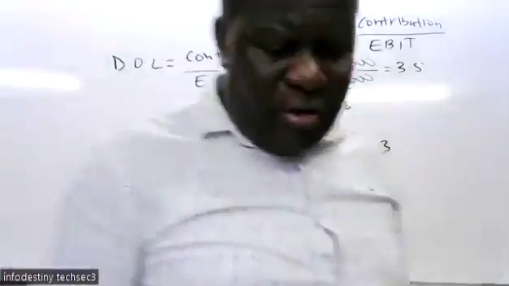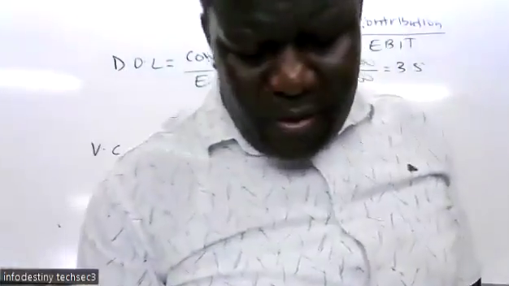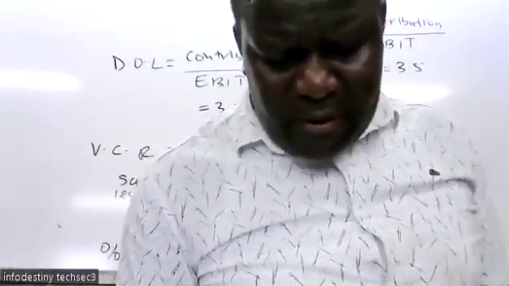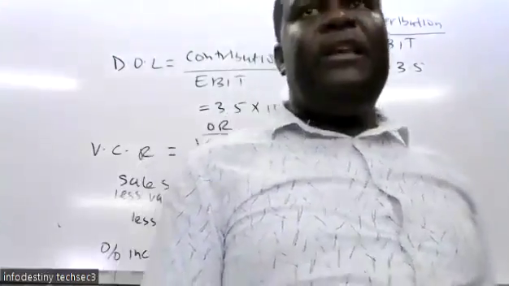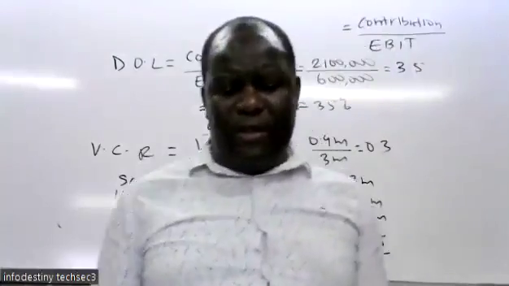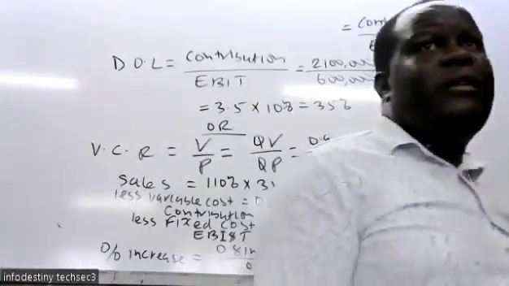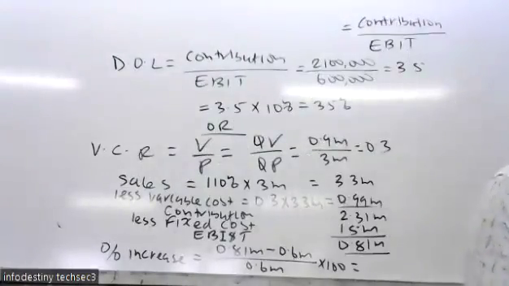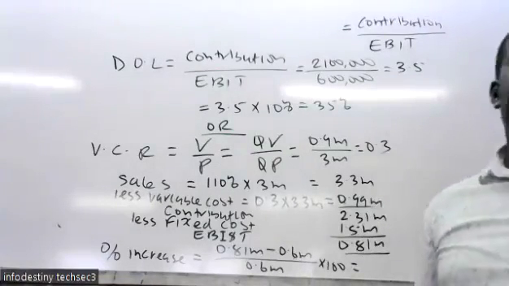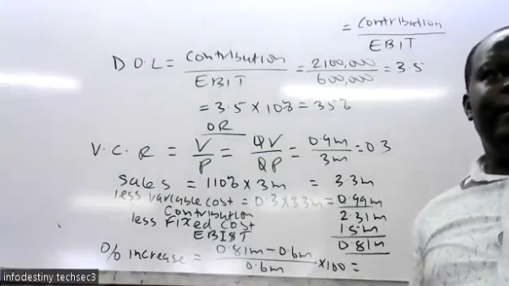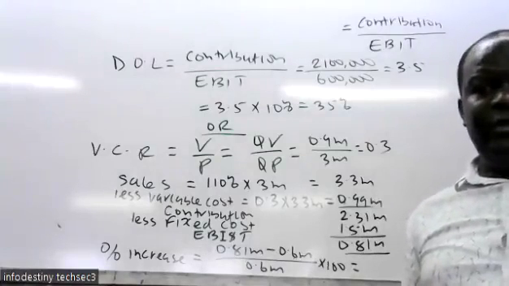So we go now to Roman letter 3: the percentage change in taxable income if the sales were to increase by 8%. That is now obviously the degree of combined leverage, or total leverage.